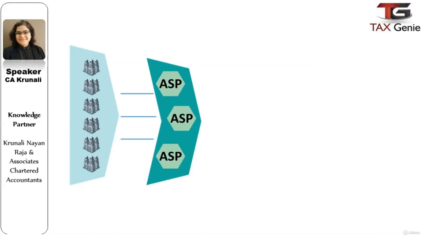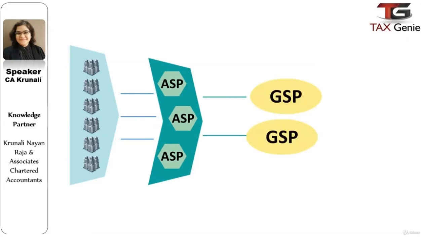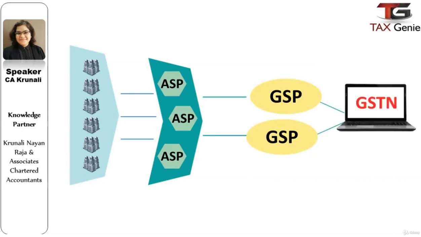So the details and data keyed in by a registered dealer would first be processed by the Application Service Providers, also called ASPs, and then passed on to the GST Suvidha Providers, that is GSPs, and finally the data will be entered into the GST network. Thus, ASP and GSP will provide the much needed support to the taxpayers in the IT ecosystem for GST.